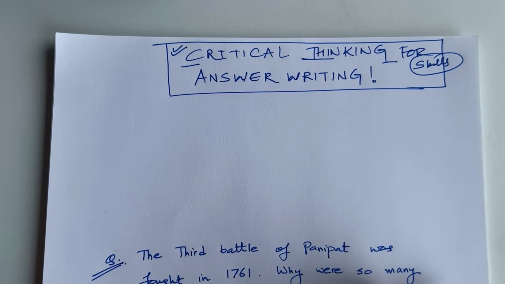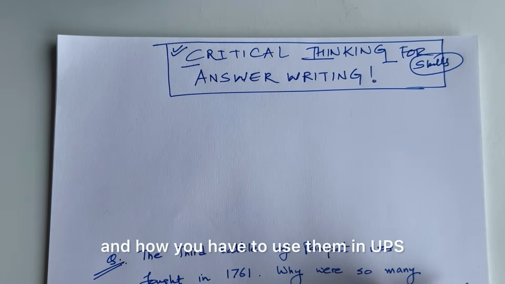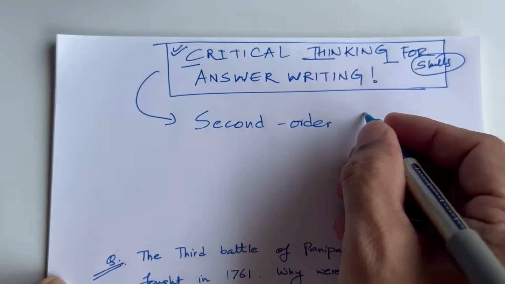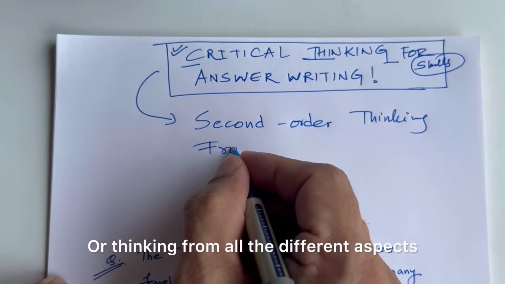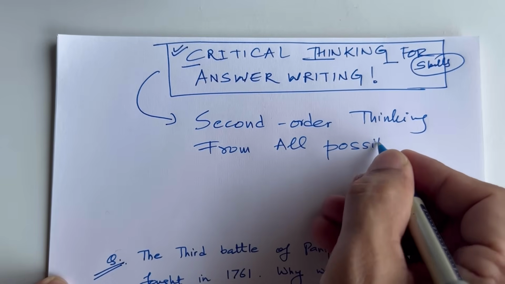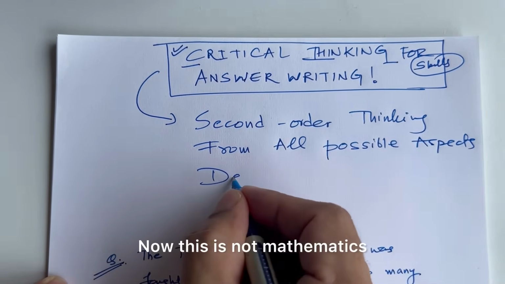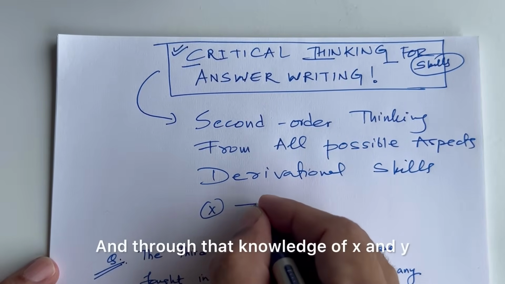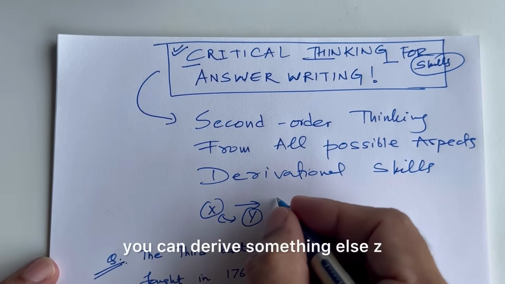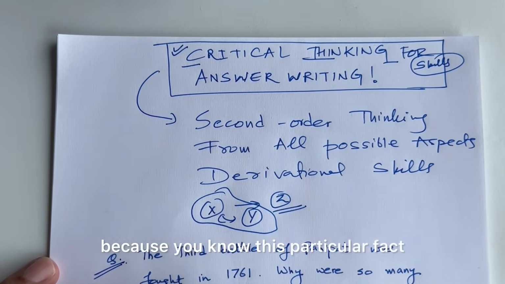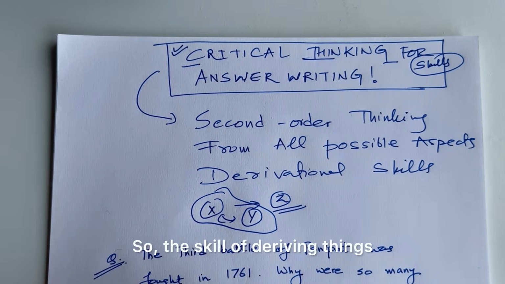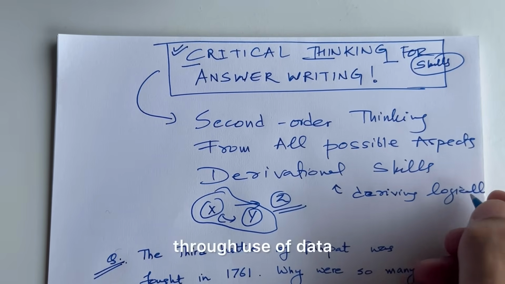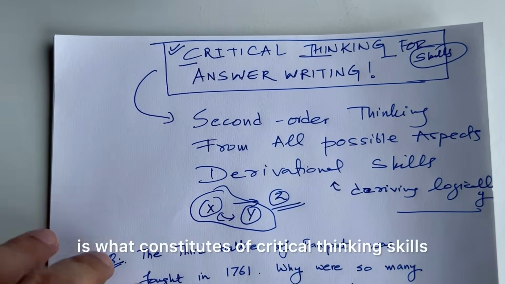Okay, so first of all, what are critical thinking skills and how do you use them in UPSC? Critical thinking skill is nothing but second order thinking, or thinking from all the different aspects, from all possible aspects, and using derivational skills. Now this is not mathematics, but by derivational skills I mean that you have certain knowledge X, and through that knowledge of X and Y you can derive something else Z, because you know this particular fact, or you have this information, or you have this knowledge. So the skill of deriving things logically through use of data, through use of information, etc., is what constitutes critical thinking skills.